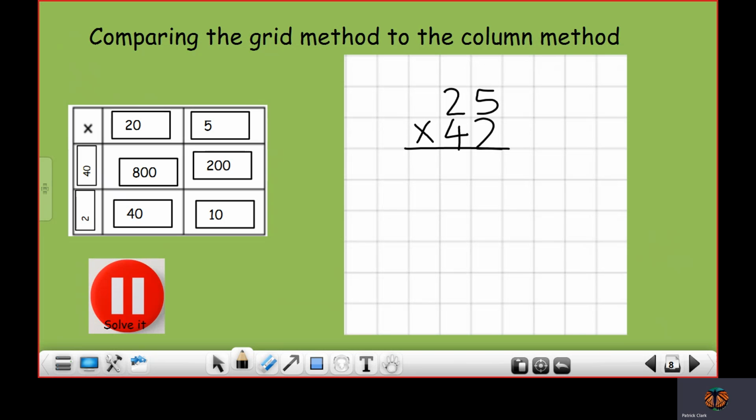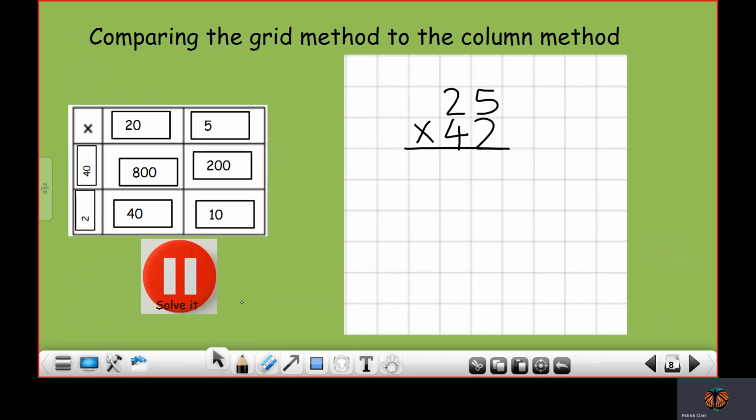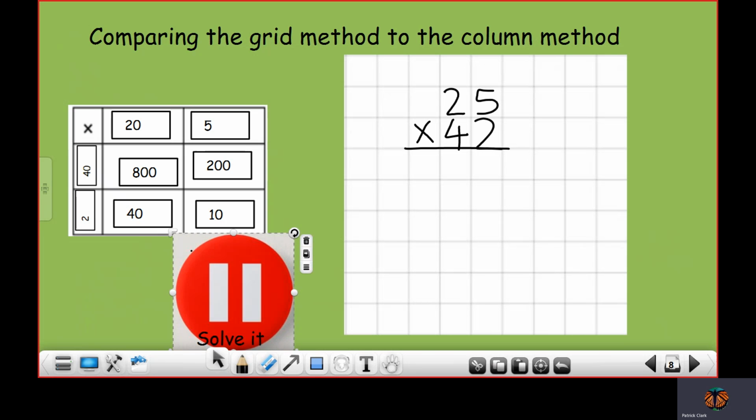You can see on the left-hand side of the page here, we have 25 times 42, that problem we solved before. We're going to use that again, and we're going to solve it using the column method. What I'd like you to do is have a go before we do it together. In your book at home, can you think of a way to solve 25 times 42 using this method? Have a go, pause the video, and we'll carry on and solve it together next.